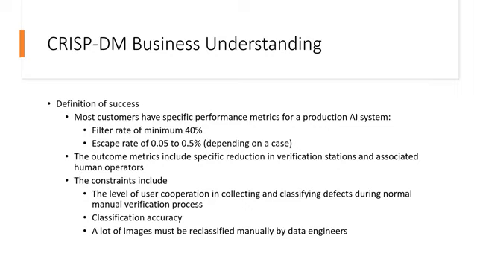There is a definition of success, though those definitions vary from customer to customer, but there's agreement about the filter rate that should be at a minimum of 40%, and of course as much as possible is always good. Escape rate varies depending on customer and specific case, from 0.5 to 0.5%. And the outcome metrics include specific requirements for reduction in verification stations, which relates to the capital expenditure I talked about before, and associated human operators, operating expenditure.